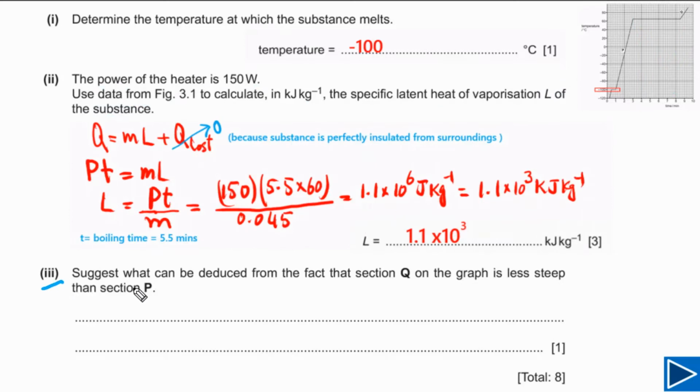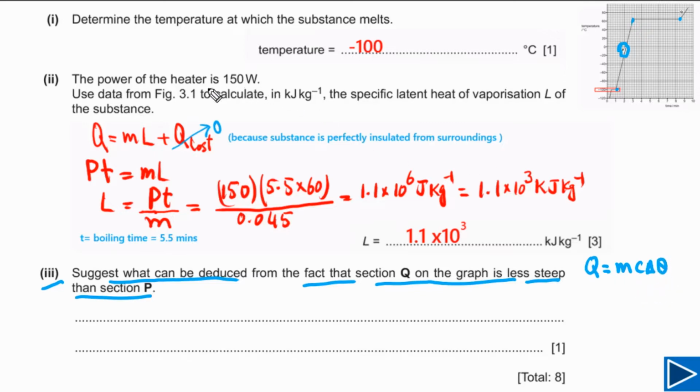For the last part, the question is asking us to suggest what can be deduced from the fact that section Q on the graph is less steep than section P. So first of all, let's try to understand specific heat capacity. The specific heat capacity of the liquid we can calculate in this region, from here to here, and the specific heat capacity of the gas we can calculate in this region. Now first of all, let's write down what specific heat capacity is. Q is equal to mc delta theta, where delta theta is the change in temperature.